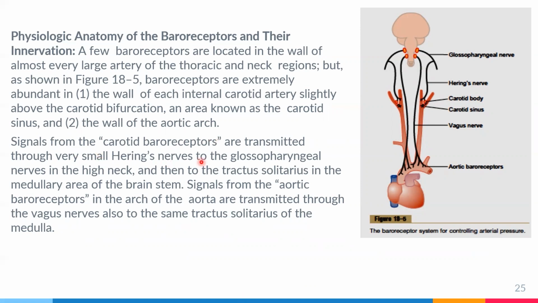Signals from the carotid baroreceptors are transmitted through a very small Hering's nerve to the glossopharyngeal nerves in the high neck, and then to the tractus solitarius in the medullary area of the brainstem. Signals from the aortic baroreceptors in the arch of the aorta are transmitted through the vagus nerve also to the same tractus solitarius of the medulla.